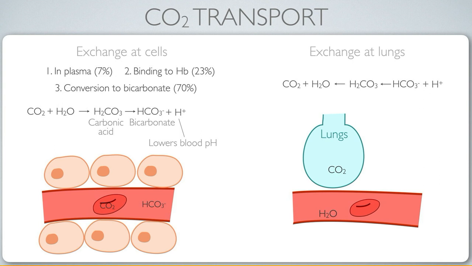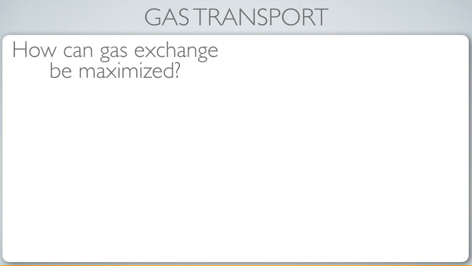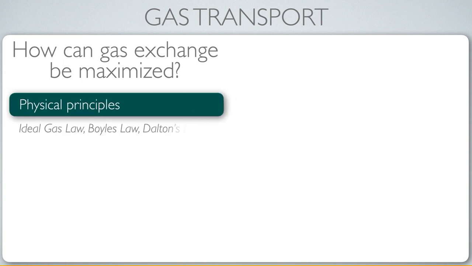So, in summary, we had this question of how can gas exchange be maximized? And we saw a variety of physical principles. There's the ideal gas law, which indicates that if you reduce the volume for a fixed number of gas molecules, or you change the number of gas molecules, then you can elevate exchange. That's then basically Boyle's law, the product of the pressure and the volume remaining the same as you change the volume. It's essentially an application of the ideal gas law.